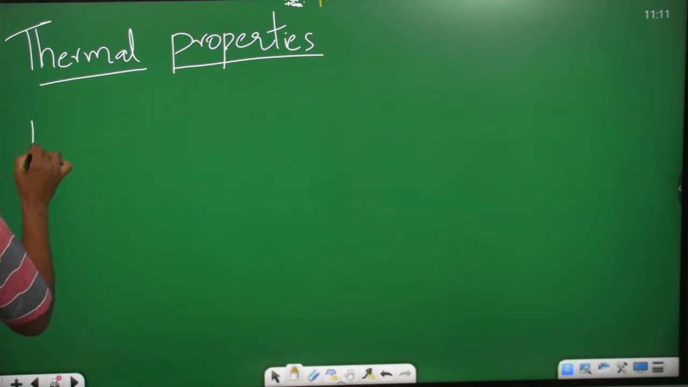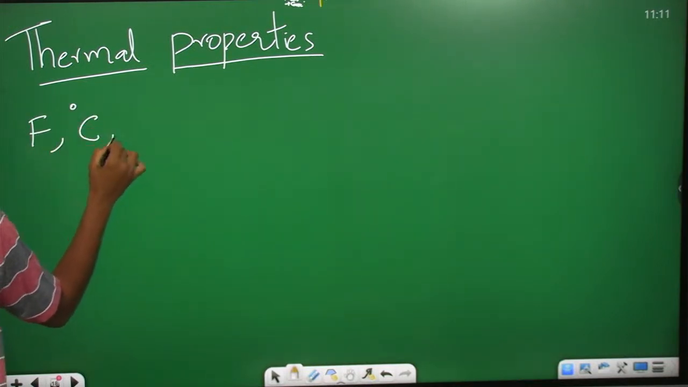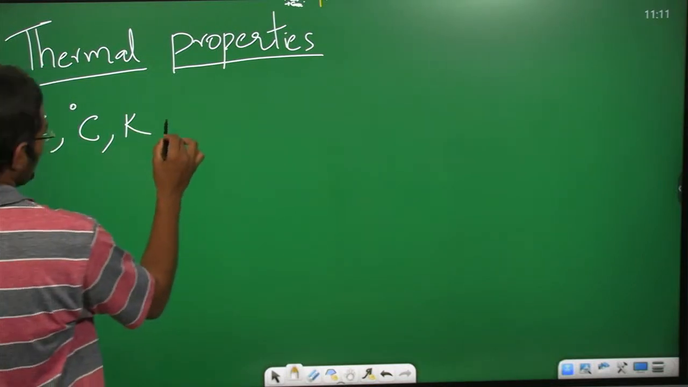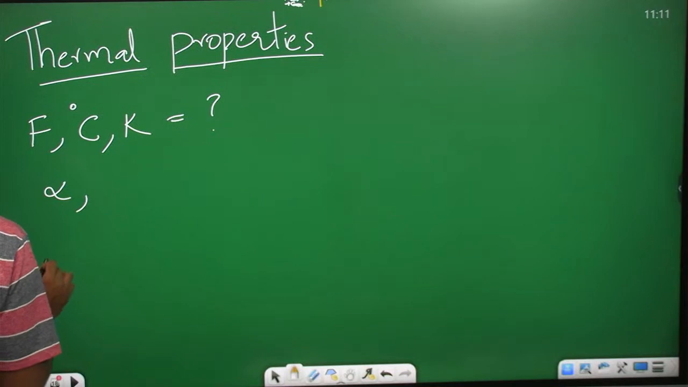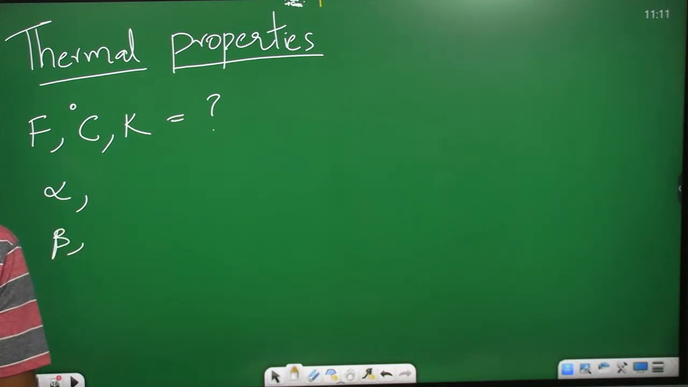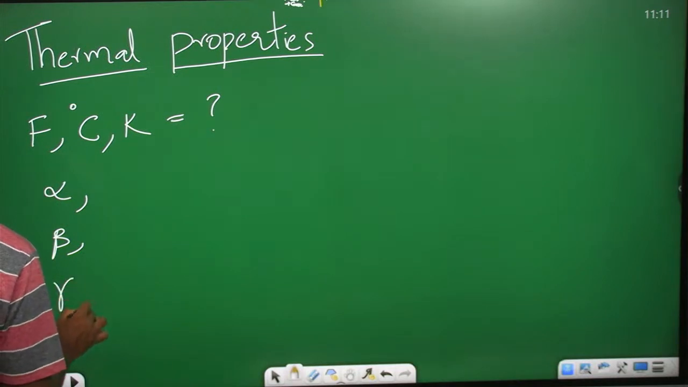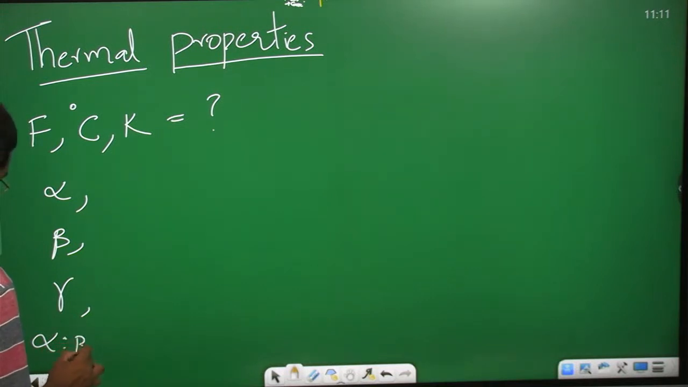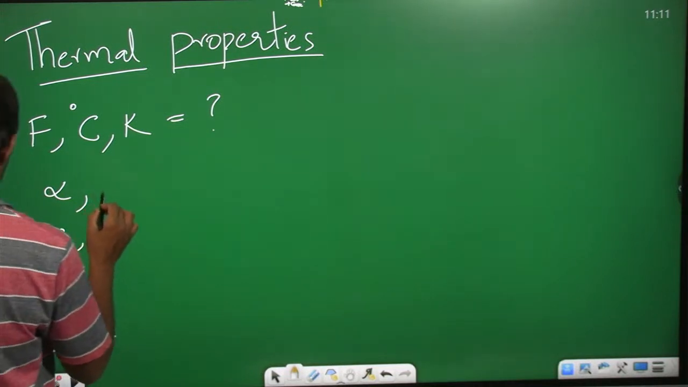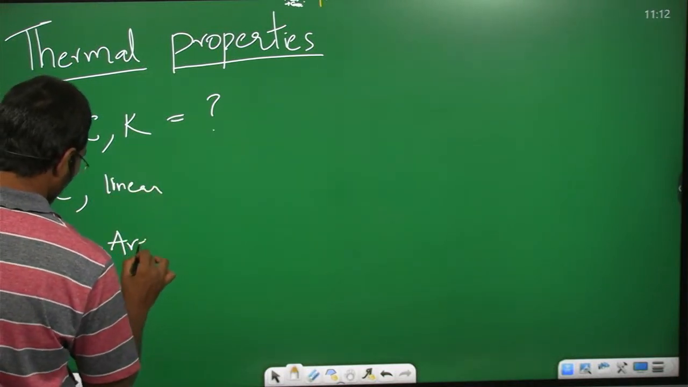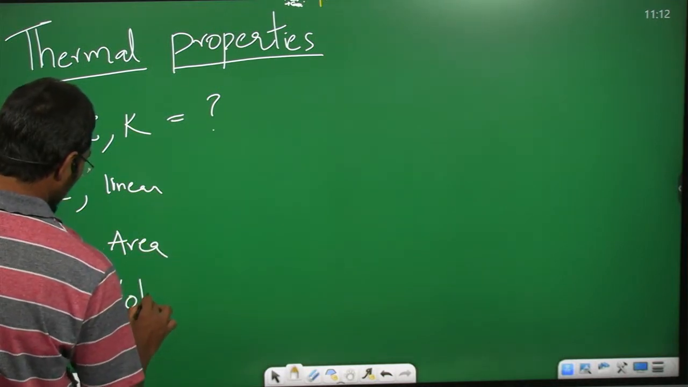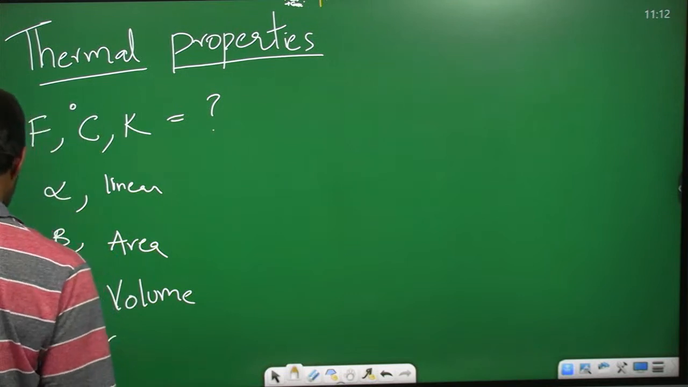Relation between Fahrenheit, Celsius, Kelvin. Okay? Try to write a relation between these three. And thermal expansion alpha, areal expansion beta, volume expansion gamma, relation between alpha, beta, gamma. This is linear expansion. This is area. This is volume. Try to write the formulas and check.